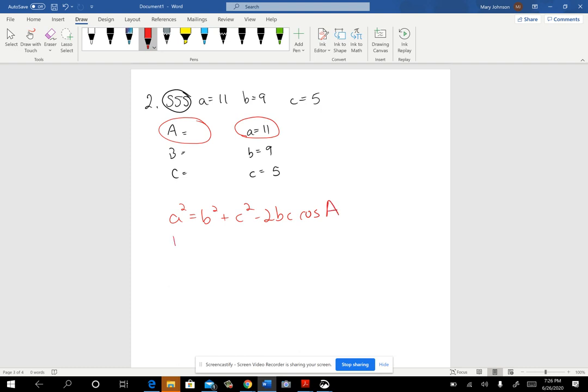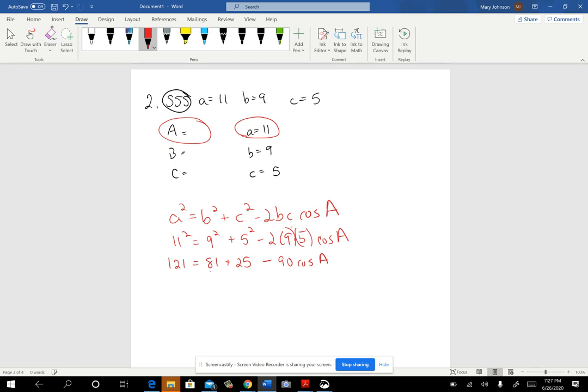So when I plug in the information I know, all I have is the A as my unknown. Be careful when you're solving this. There's lots of places where people make arithmetic mistakes. So 121 equals 81 plus 25, minus 90 cosine A.